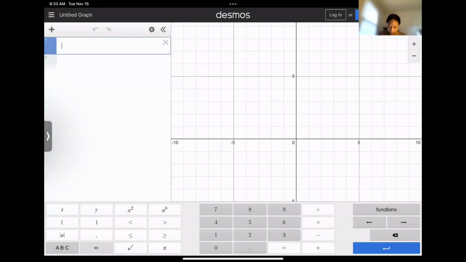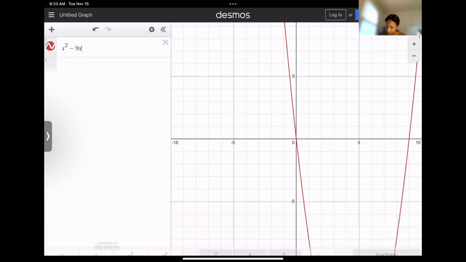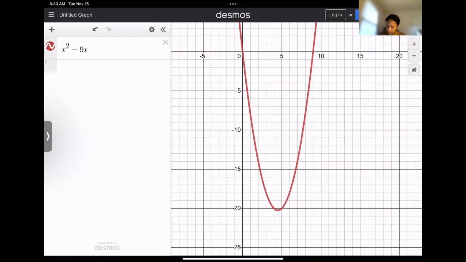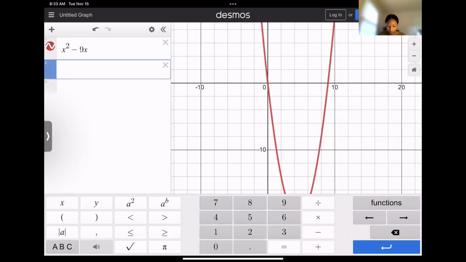What was the graph? x squared minus 9x. All right, zoom out a little bit so we can see. Boom. Here is the graph of the parabola. It's upward opening like we anticipated. I'm going to also graph the line x equals 9 over 2.